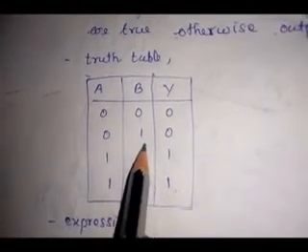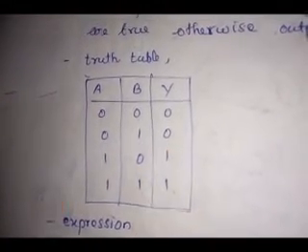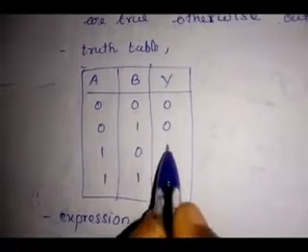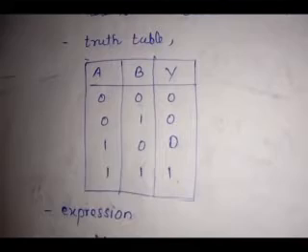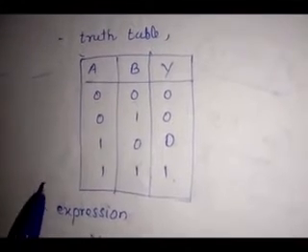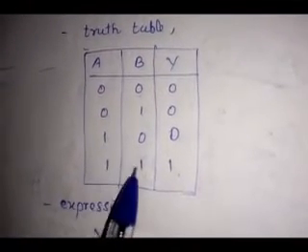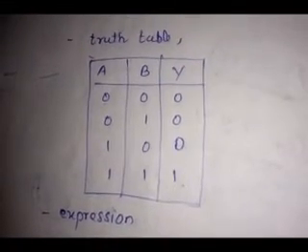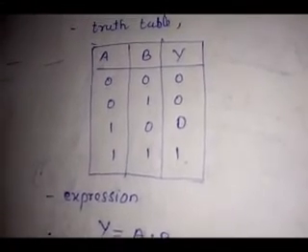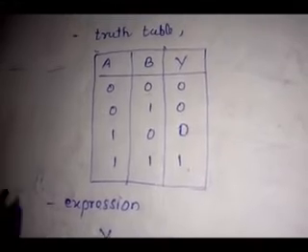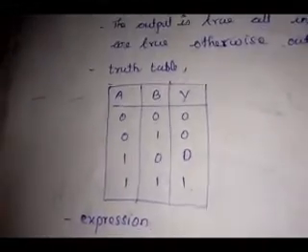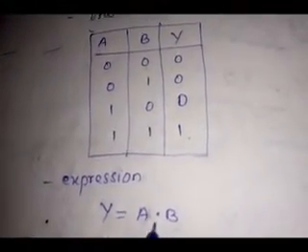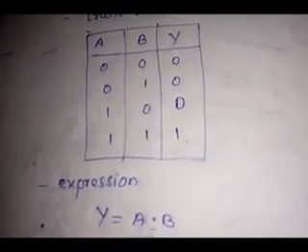0 into 1. What is the answer? 0. Next one is 1 and 0. What is the answer? 0. 1 into 0, 0. Next input is 1 and 1. What is the answer? 1 into 1, 1. That is the truth table of AND operator. Then this expression can be written as Y is equal to A into B, because the dot operator represents the AND operator.